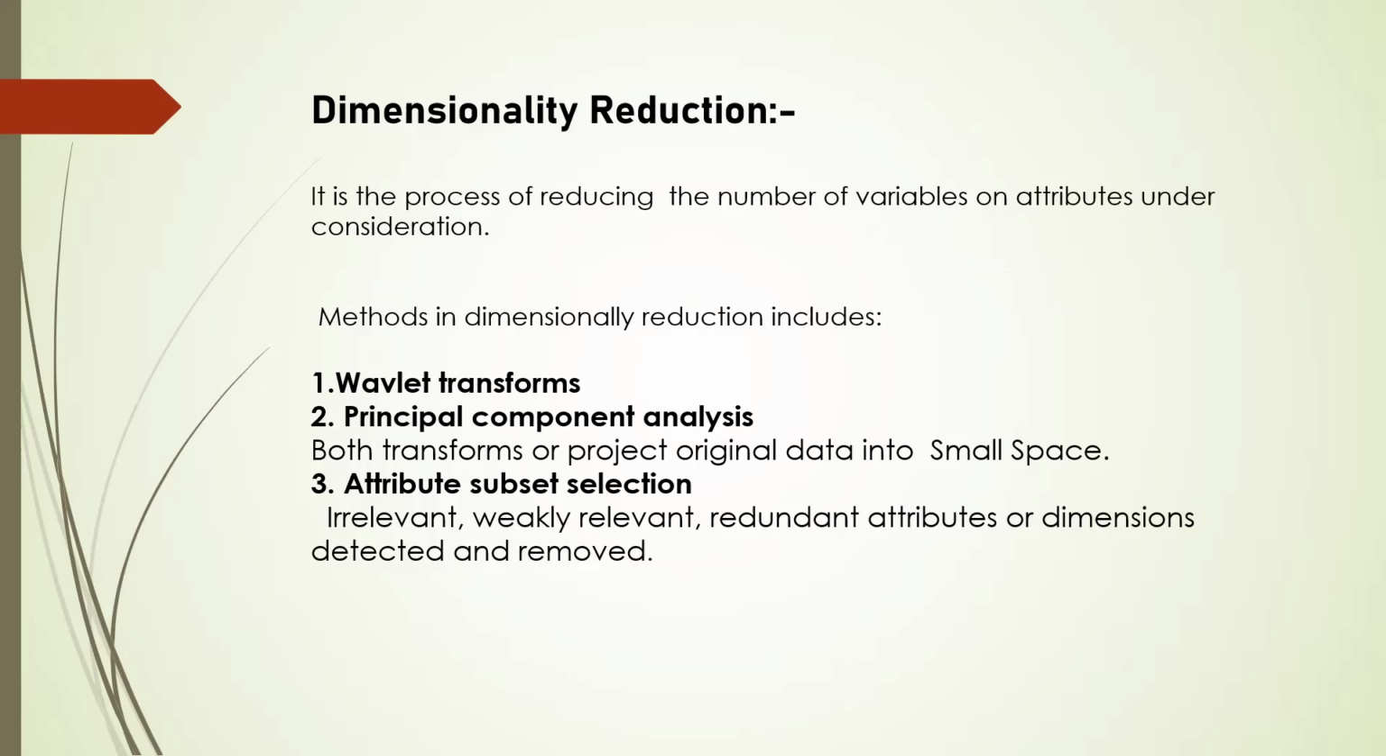And the third one is attribute subset selection. This makes irrelevant, weakly relevant, or redundant attributes or dimensions detected and removed. Like this, it removes the duplicates, the unnecessary features, and the ones which are not relevant from the dataset.